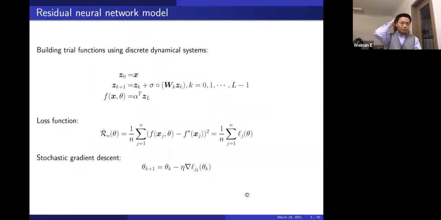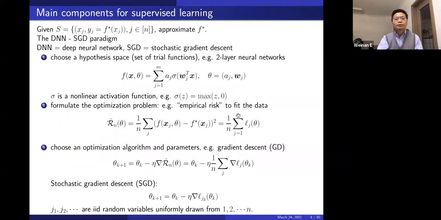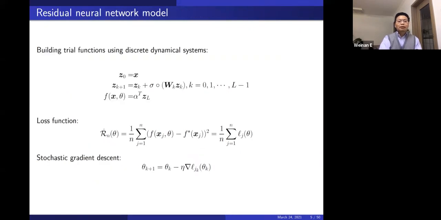Okay, now, two-layer neural networks. A very important point is how to choose these functions. This is an example of a two-layer neural network. In practice, the most popular or most powerful neural network models seem to be the so-called residual neural network model. The residual neural network model is described by a discrete dynamical system. So we have these Z_j, Z_k. These are the values of the state of the dynamical system.